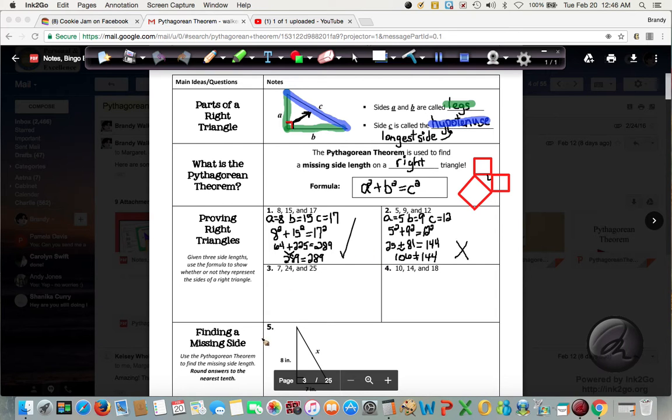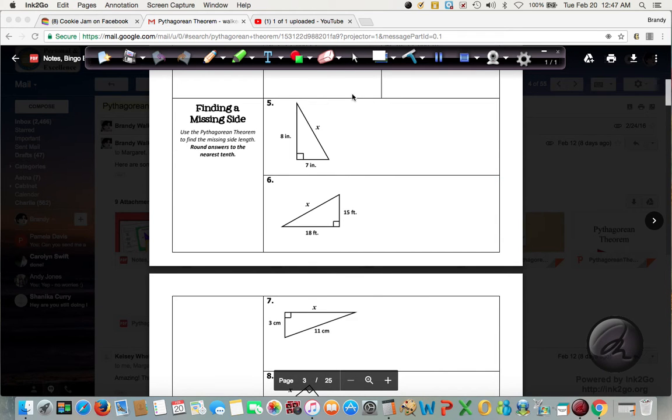When you start it up again, we'll come down here to the missing side. Okay, hope you got 3 and 4 done successfully. Let's look at another way they could ask you to apply the Pythagorean theorem. Finding a missing side. Use the Pythagorean theorem to find the missing side length. Round answers to the nearest tenth. So this is important, rounding to the nearest tenth. Let's go ahead and circle that, because that means we only want one number after the decimal, right? You don't care how many are in front, but the tenth place is that first number afterwards. So that's what we have to round if we have to.